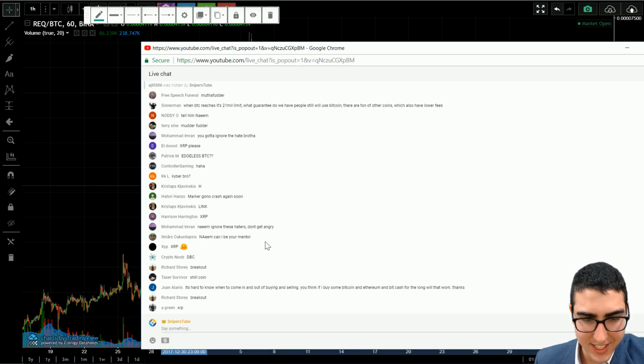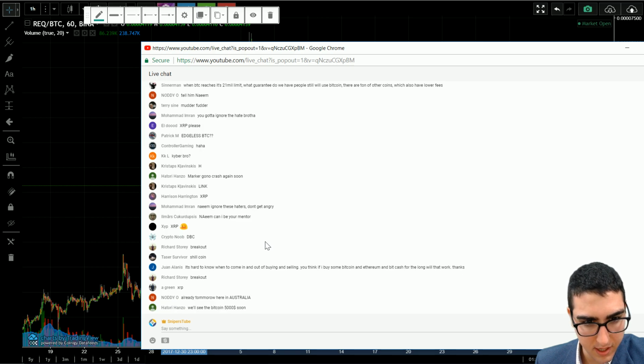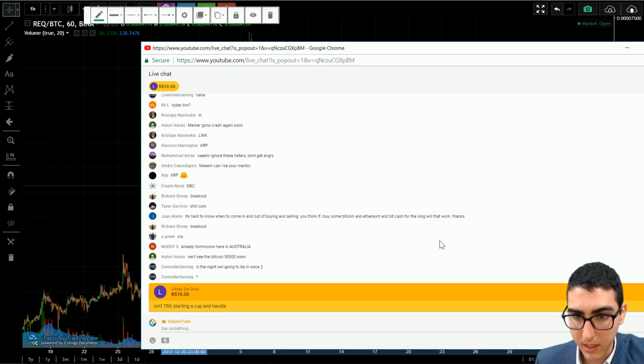This is a nice chart. I like this chart. You have some very clear support levels here. So you can see here we have some support right around 3,662 satoshis.